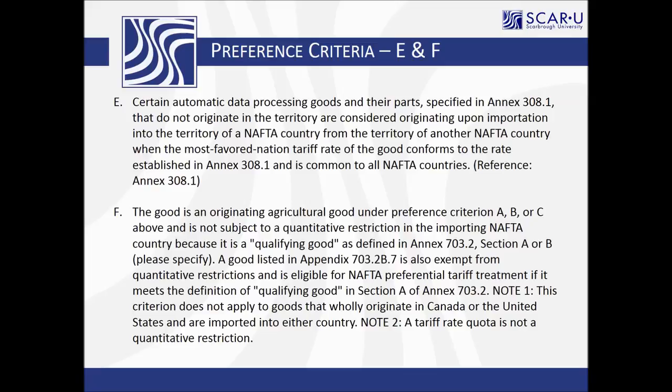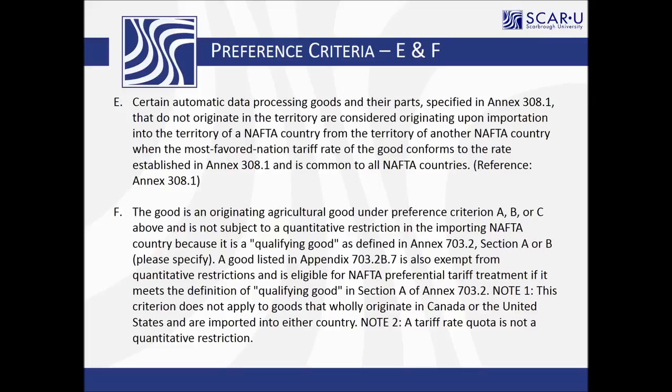E and F, certain automatic data processing goods, i.e. computers. You can't find the word computer in the tariff. In 2015, it doesn't exist. Can't find the word laptop either. It says portable automatic data processing machine, which I find comical. We have not quite gotten to the computer laptop piece of this.